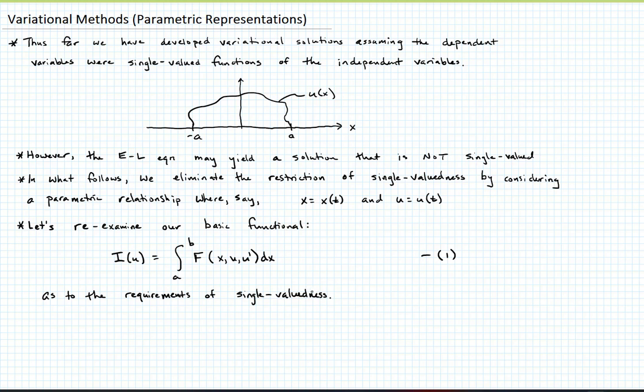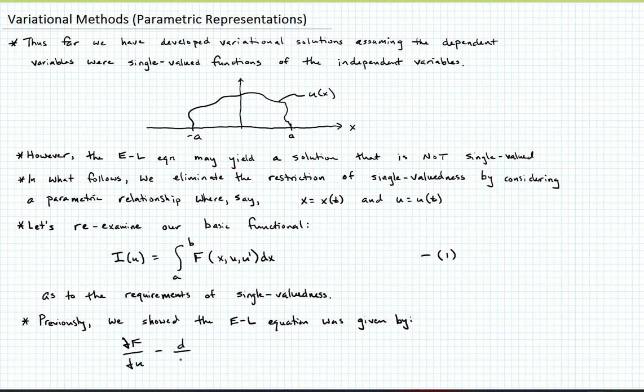Okay, so what did we have previously when we did this? We had the Euler-Lagrange equation given as follows. Partial of f with respect to u minus d by dx of the partial of f with respect to u prime equals 0. Let's call that equation 2. That's the conventional Euler-Lagrange equation.